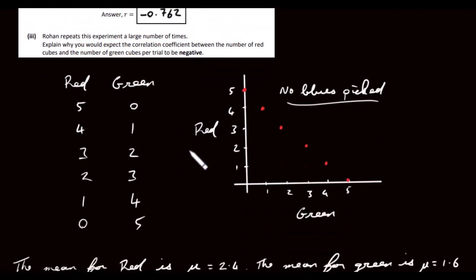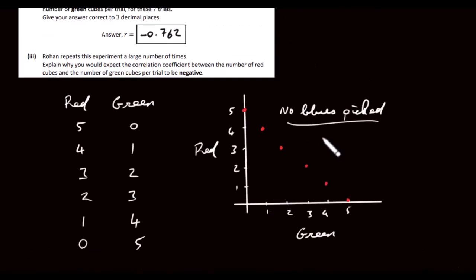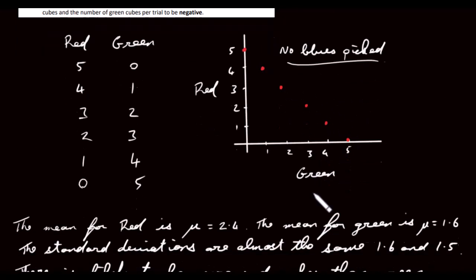So if you think about it, the correlation coefficient between any 2 colors is going to be negative, because the more of one you pick, the less of the other one you're going to pick. So if you pick more reds, you're going to pick less greens. So you're always going to get this negative sloping line here. If you pick 5 reds, you're going to have 0 greens. 4 reds, you're going to have 1 green. 3 reds, you're going to have 2, and so on. However, this is assuming, by the way, that there are no blues picked.